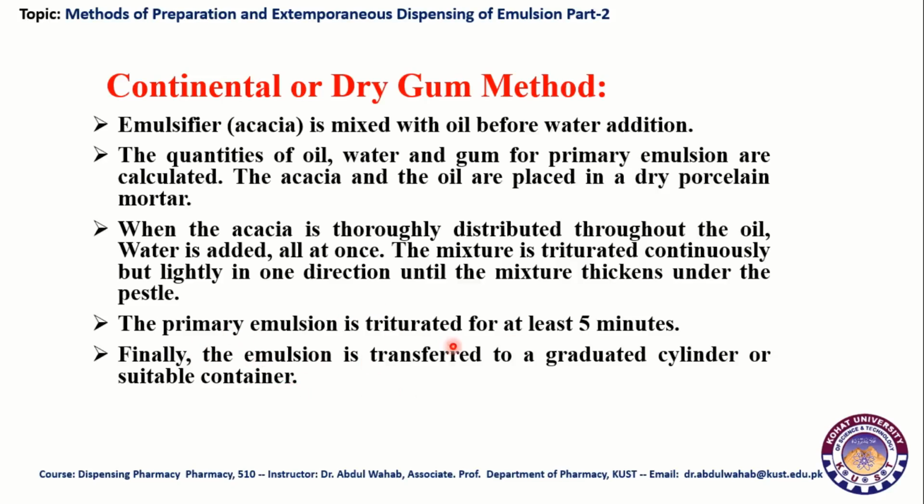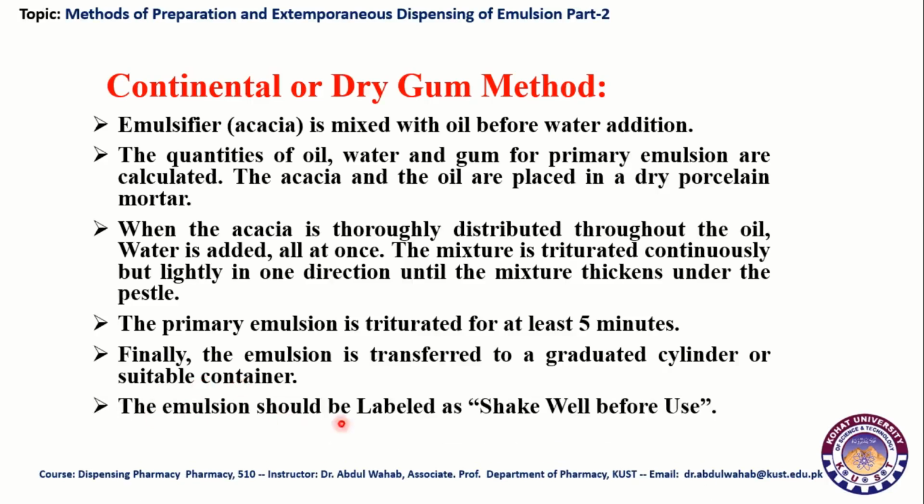After the preparation of emulsion, it is transferred to a graduated cylinder or suitable container. The emulsion should be labeled as shake well before use, because it is a mixture of two immiscible liquids which is emulsified by means of emulsifying agents. Similarly, like suspension, for which the label should be shake well before use, the same label should be used for the emulsion.